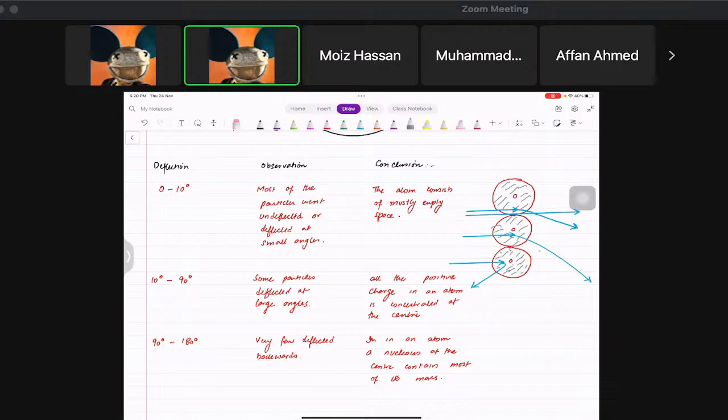The diameter, like today we know that if this is the nucleus and this is the atom, the diameter of a nucleus is about 10 raised to power minus 15. It's so small. And the diameter of an atom is 10 raised to power minus 10. So basically a nucleus diameter is like 100,000 times smaller than the atom. Understood?